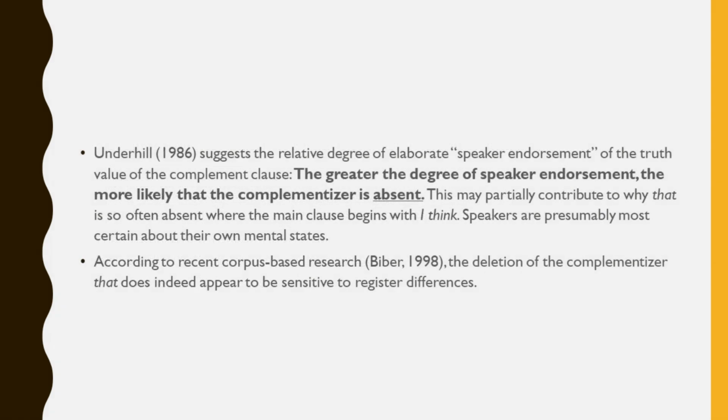Underhill 1986 suggests several other interesting factors, including the relative degree of speaker endorsement of the truth value of the complement clause. The idea is that the greater the degree of speaker endorsement, the more likely that the complementizer will be absent. This may partially contribute to why that is so often absent where the main clause begins with I think, as in, I think I want to go home. Speakers are presumably most certain about their own mental states.